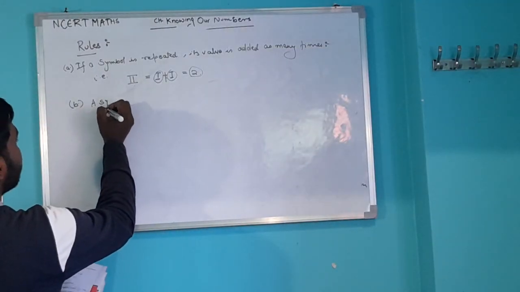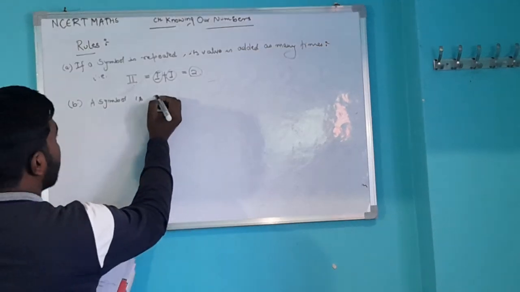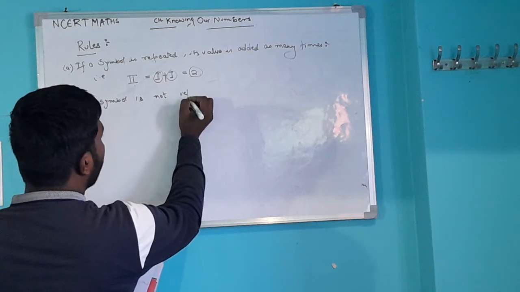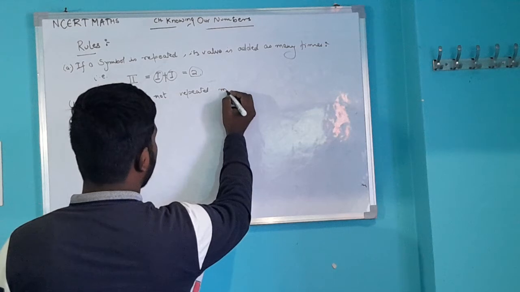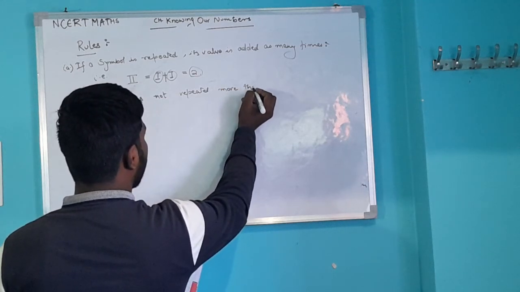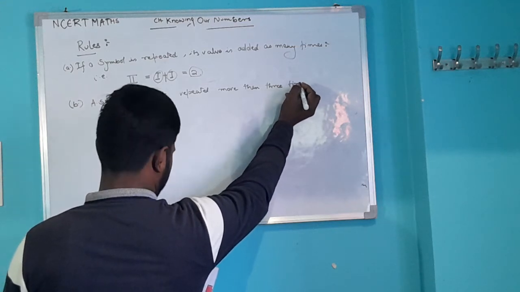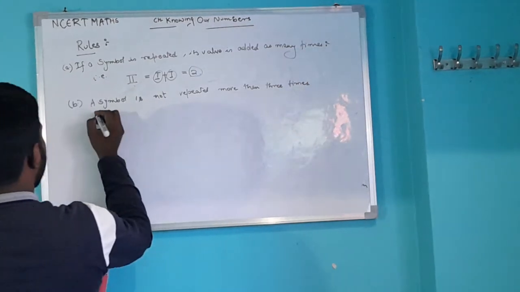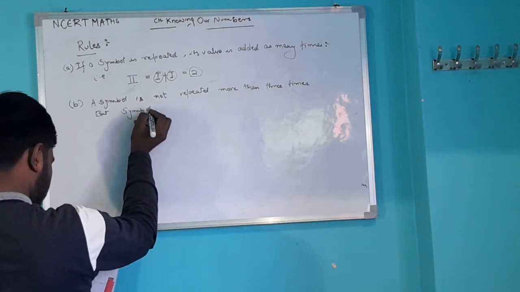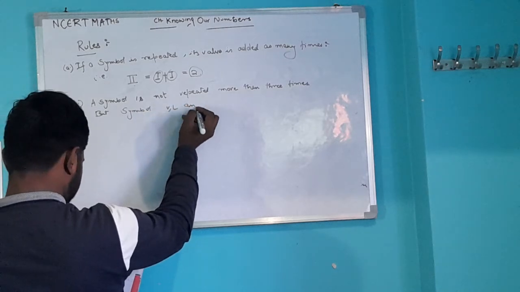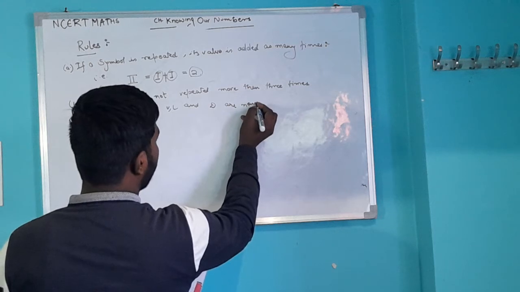A symbol is not repeated more than 3 times. But symbols V, L, and D are never repeated.